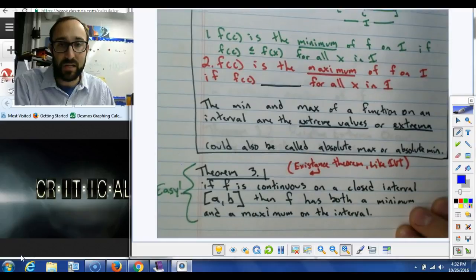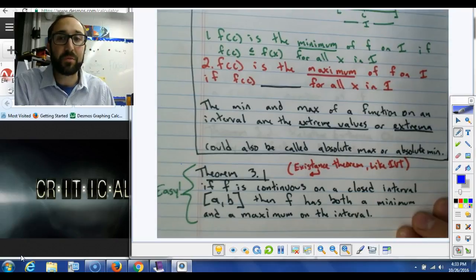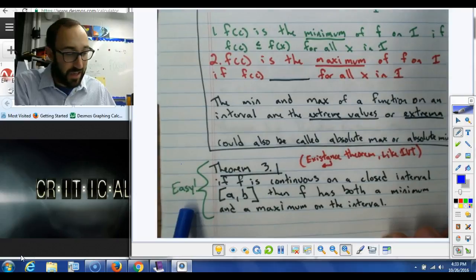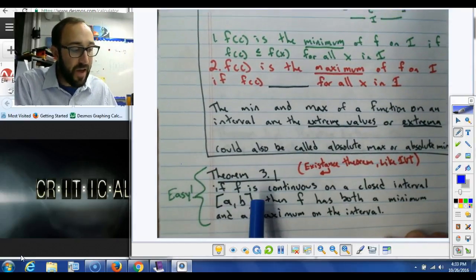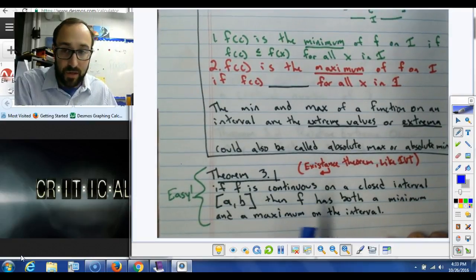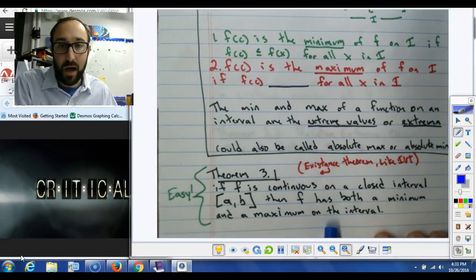If you remember IVT, we said there's going to be a point in this interval. We don't know where it is, we don't know what it is, but we know there's going to be a point. And theorem 3.1 kind of says the same idea. But the nice thing is, it's really easy. Okay, so theorem 3.1: if f is continuous on a closed interval [a, b], which means it's in between a and b, then f has both a minimum and maximum on that interval. Okay, so there's a minimum and a maximum.